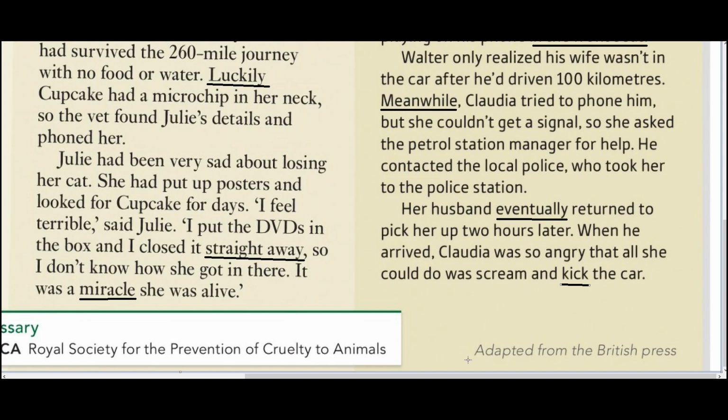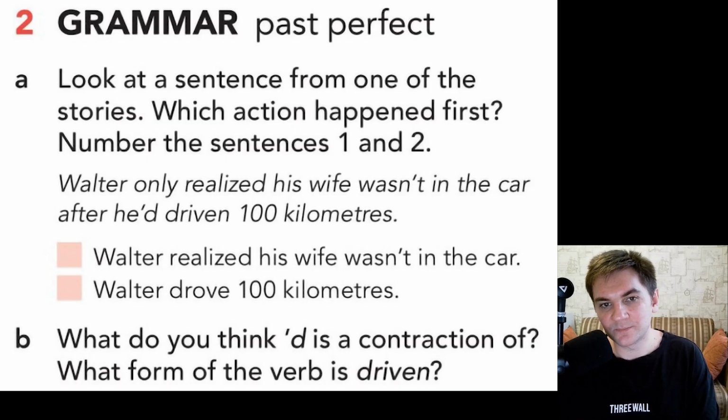Впереди у нас грамматика. Number 2. Grammar. Past perfect. Part A. Look at a sentence from one of the stories. Which action happened first? Number the sentences 1 and 2. Walter only realized his wife wasn't in the car after he'd driven 100 kilometers. Walter realized his wife wasn't in the car. Walter drove 100 kilometers. And part B. What do you think? Apostrophe plus D is a contraction of. What form of the verb is driven?